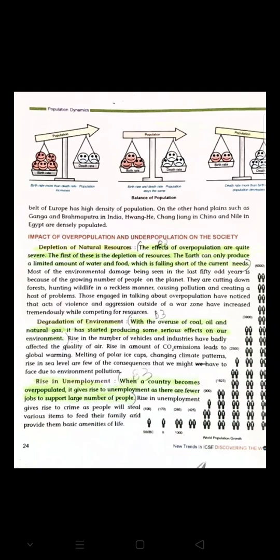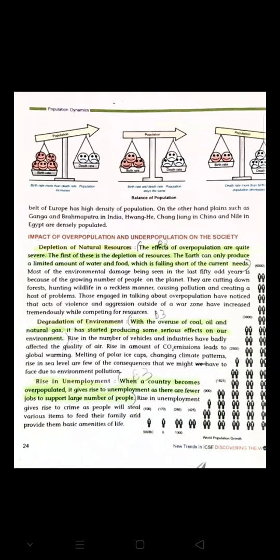The second is degradation of the environment. With the overuse of coal, oil and natural gas, it has started producing some serious effects on our environment. Third, rise in unemployment. When a country becomes overpopulated, it gives rise to unemployment as there are fewer jobs to support large number of people. Is that clear? This is the answer for impact of overpopulation.